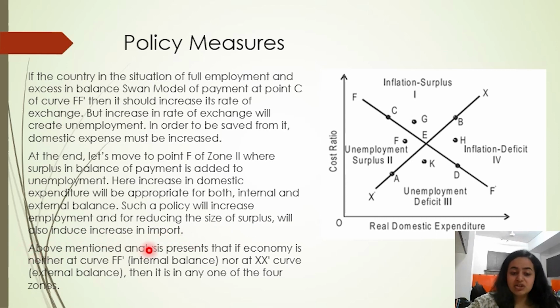The above-mentioned analysis presents that if the economy is neither at the curve FF, which is internal balance, nor at XX, which is external balance, then it is in any one of the four zones. If we are not lying on any of those points, we are lying between these lines. That means we are lying in zone 1, 2, 3 or 4.